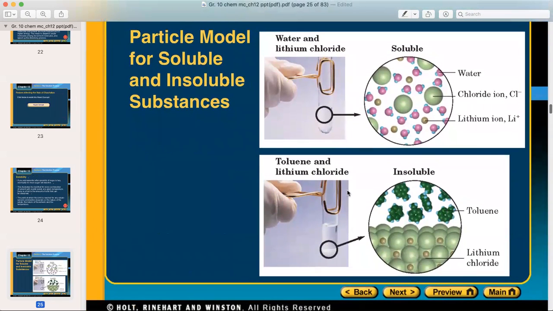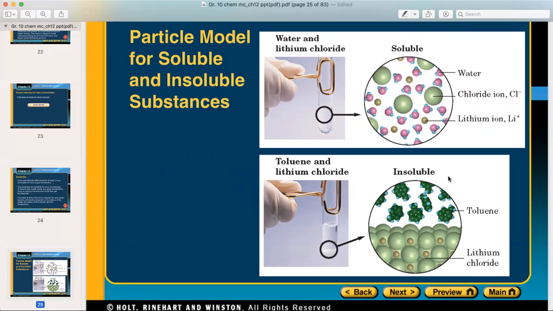If you look at this diagram we have here, the first diagram is lithium chloride dissolved in water, and lithium chloride is soluble in water. It will dissolve in water, and we will see a uniform solution here. This is an example of a soluble solution.